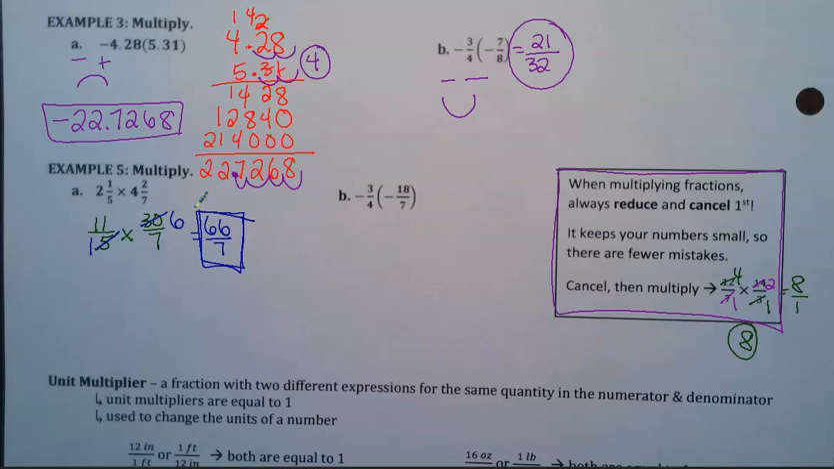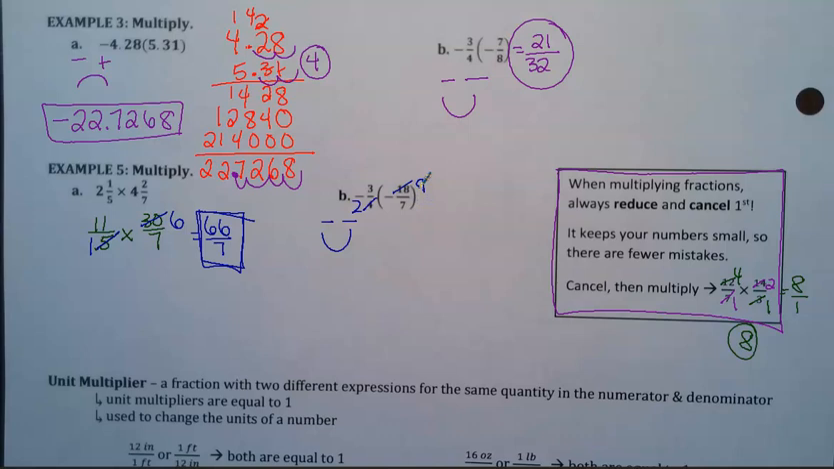All right, let's try B. Negative 3/4 times negative 18/7. Okay, so we've got a negative times a negative, so our answer is going to be positive. Can we reduce anything? Or cancel? Yeah, right? The 4 and the 18 both have a 2 in common. So 4 divided by 2 is 2. Excellent. 18 divided by 2 is wonderful, 9.